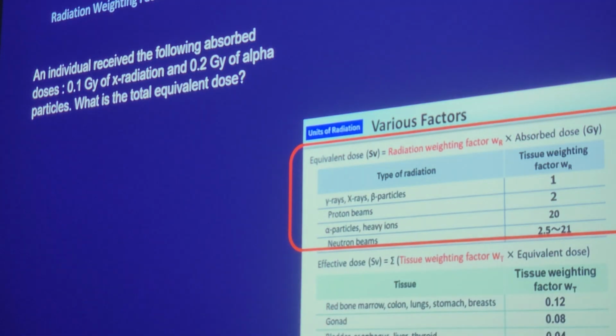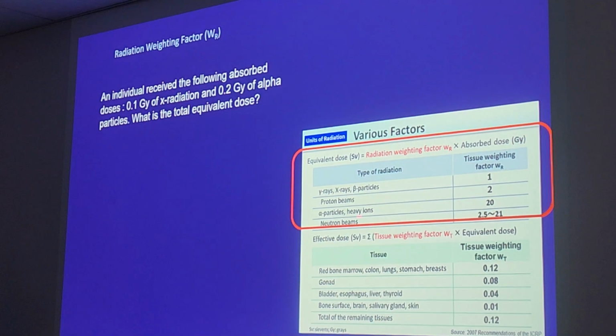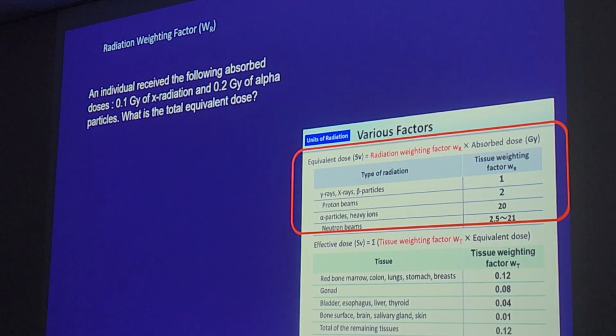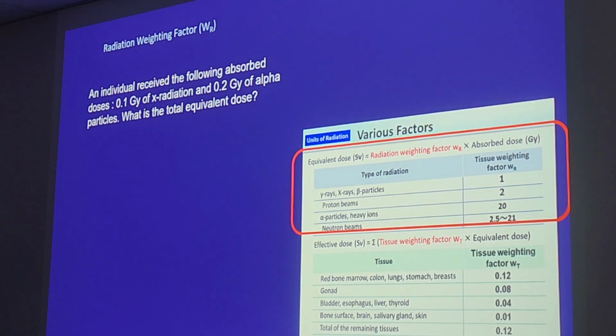This is just an example to show you what I mean. So an individual received the following absorbed dose: 0.1 gray of X radiation. Where's X-ray at? Right there. And 0.2 gray of alpha particles. 20. What is the total equivalent dose? How would we calculate this?